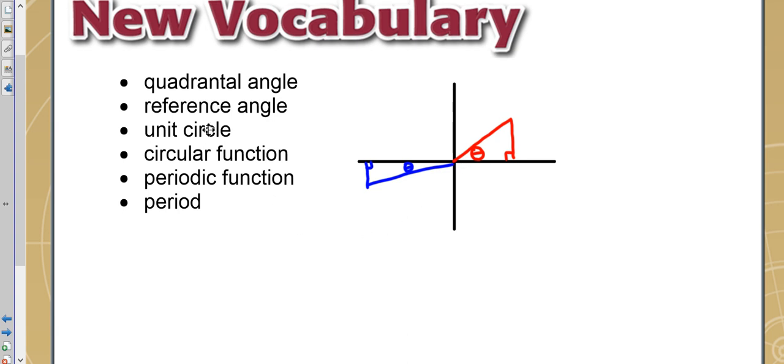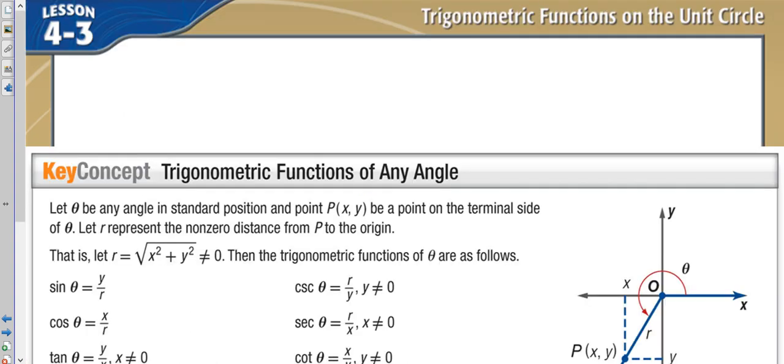A unit circle, you're going to see, is a circle that has a radius of 1 unit. Circular function just means it's a function that is circular in nature, or periodic just means it recurs every period or so. A period is a length of time that causes something to repeat itself.